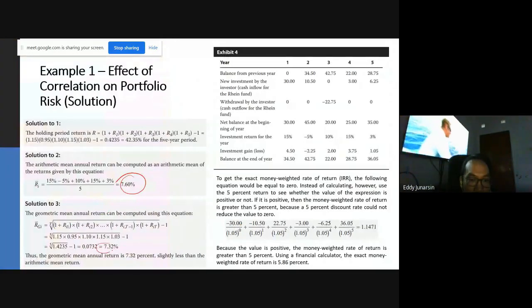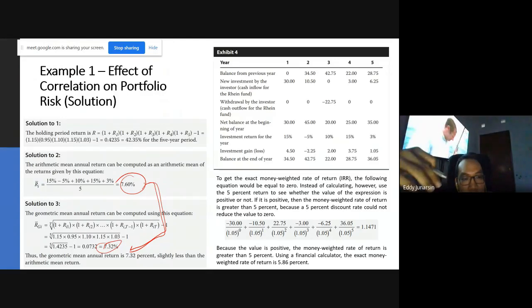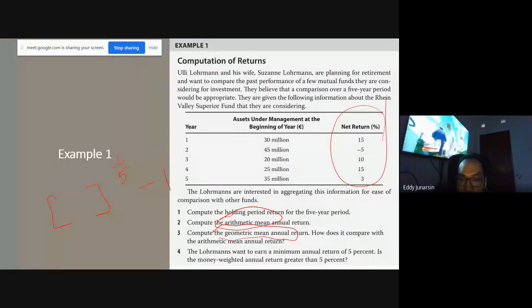Yeah, you get 7.32. See some difference here. The arithmetic return is higher. Geometric return is usually more conservative, because you're using the compounding, which is cleaner. So 7.32%, right? So next one, oh, interesting one now. The money weighted return. How will you calculate this one? We just did it before.